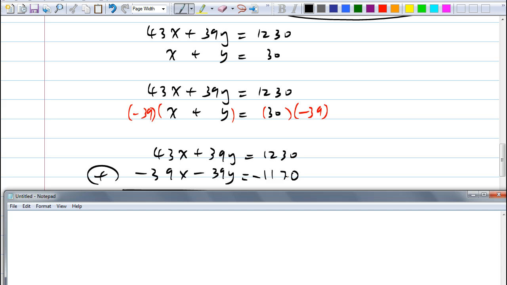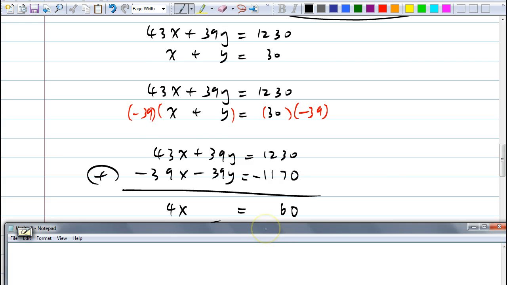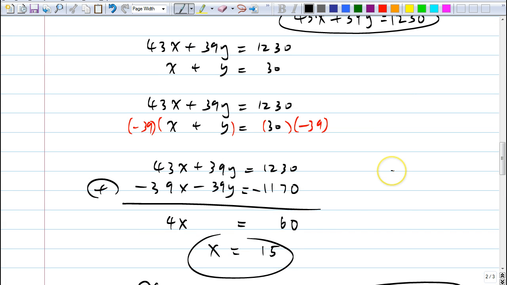What do we get for the x's? Angel? You get 4x, and then, of course, when you subtract, you get 60. How many people got 15 as the x? Very good. So it means that for type 1 dry fruit, we need how many pounds?